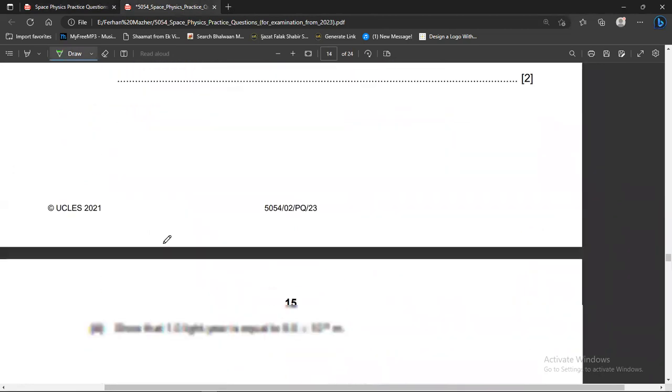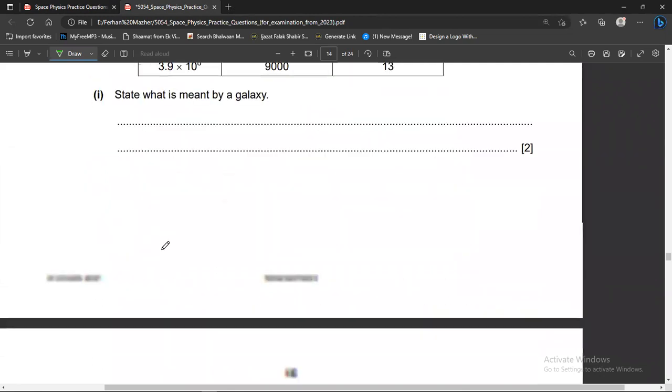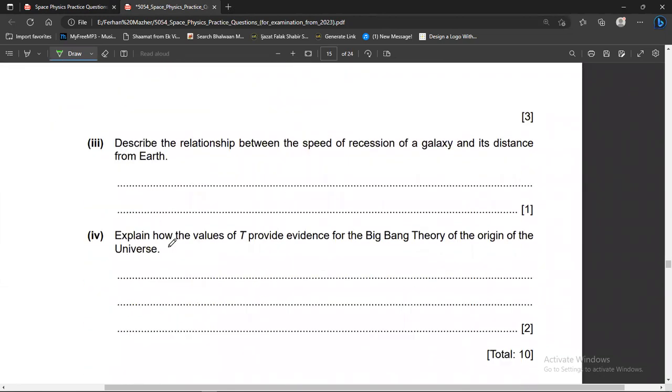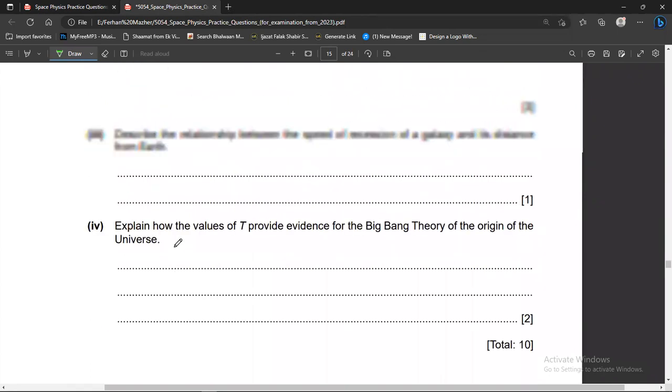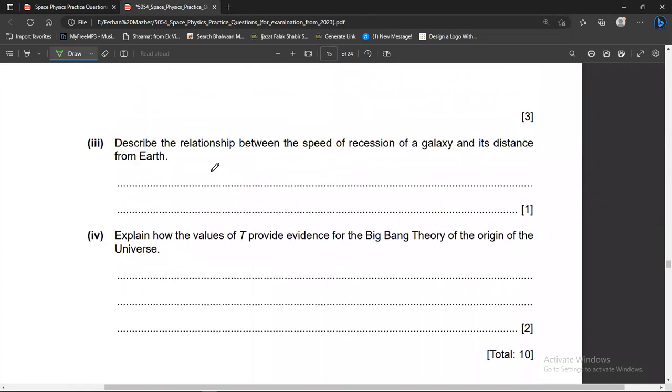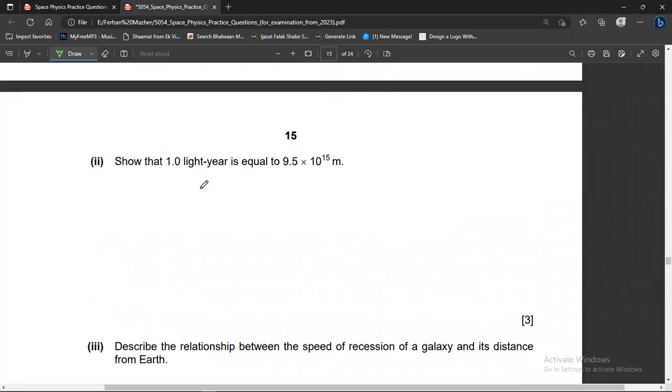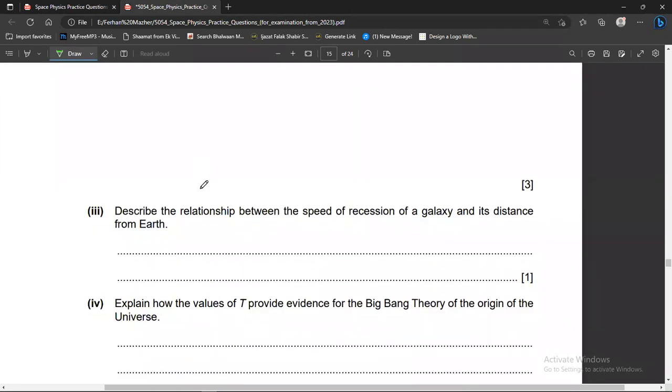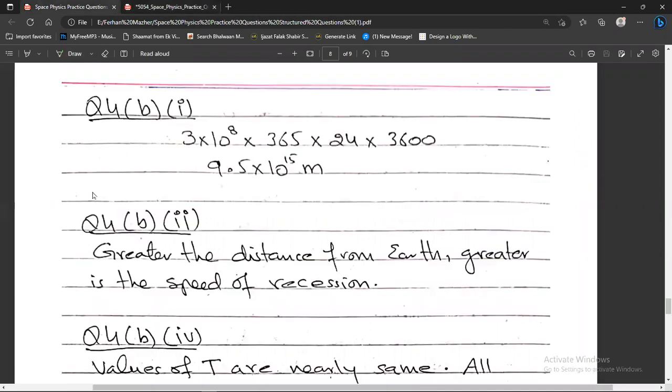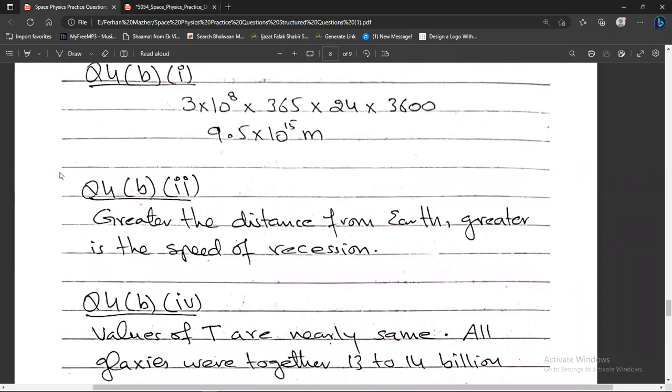Okay, so we have the next question. This is question number 4. Then we have: describe the relationship between the speed of recession and its distance from the Earth. You see, the more the galaxy is away from the Earth, the more the distance between the galaxy and the Earth, the faster is its speed of recession. The greater the distance from Earth, the greater is the speed of recession of the galaxy.